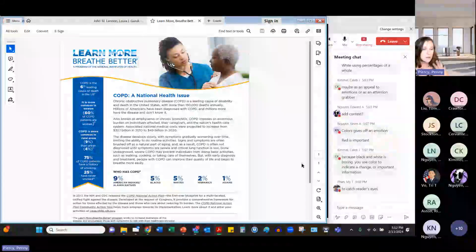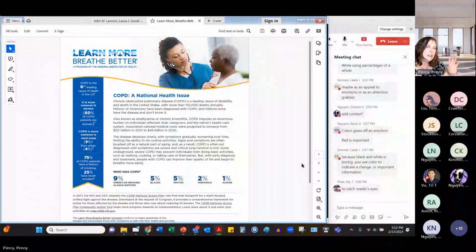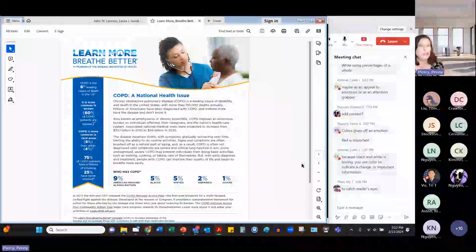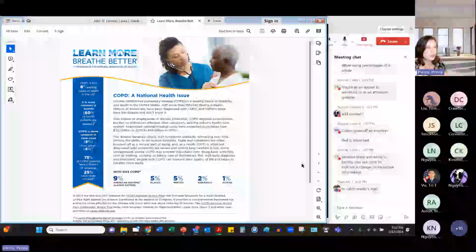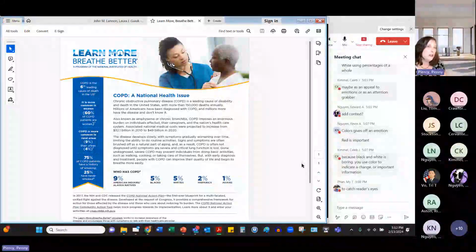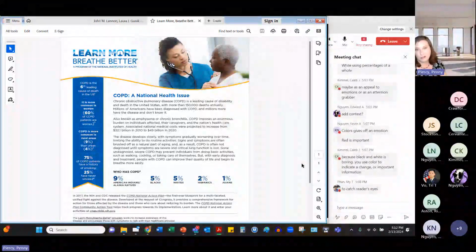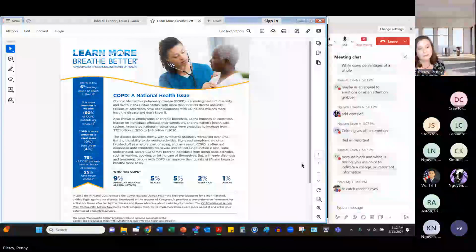So when you glance at this version of the COPD information, what stands out to you, or what impressions do you get from it? Is there anything that it makes you think or feel or understand about this topic that maybe the other version wouldn't have done?